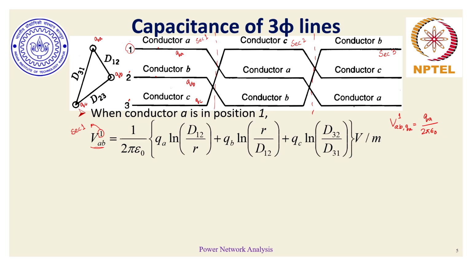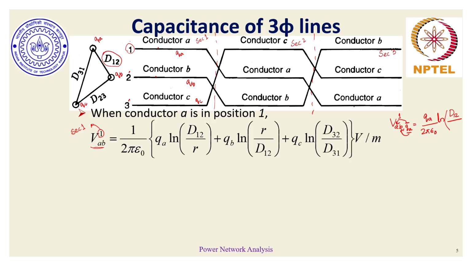So epsilon r is perfectly equal to 1 or close to 1. Then the natural log of some distance ratio. The numerator distance, if you remember, is the distance between the position of the charge which is resulting in this potential and the second point where the potential is being measured. So QA's distance with respect to the B conductor position, which is QB, is D12. So we have D12 as the numerator. The denominator would be the distance between the charge which is resulting in this potential and the first point between which the potential is to be measured.